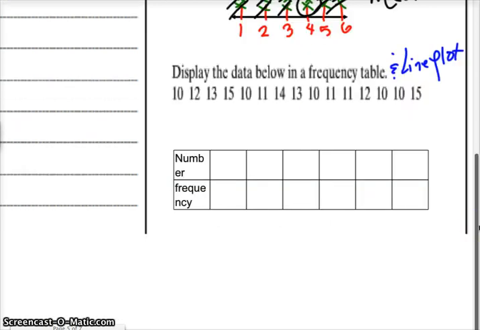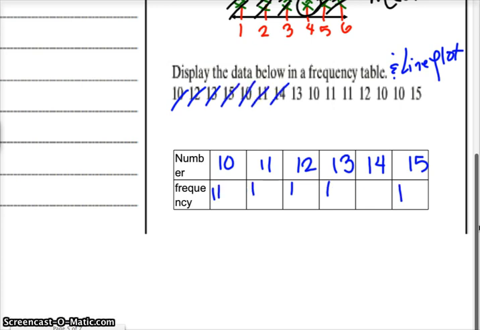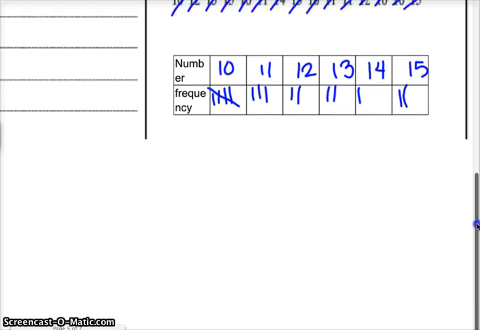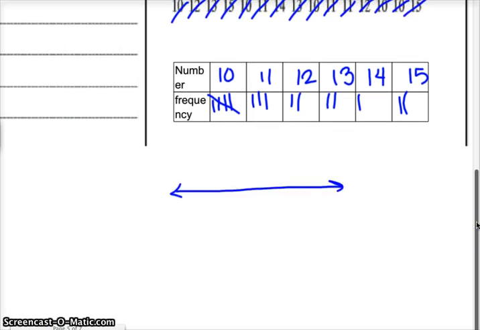For the next example, I'm looking to see what my numbers range between, and it looks like I go from 10 to 15. So I'm making 10, 11, 12, 13, 14, and 15. And now I'm just tallying. I got a 10, a 12, a 13, a 15, another 10, 11, 14, 13, 10, 11, 11, 12, 10, 10, 15. Woo. Okay, now I'm going to make a line plot. 10, 11, 12, 13, 14, 15.